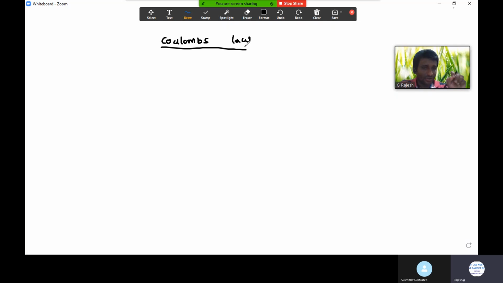In Newton's law of gravitation, we studied that force is directly proportional to the product of masses and inversely proportional to the square of the distance between them, and F equals G m1 m2 by r square. This we have studied in gravitation. The same we are going to study in Coulomb's law.